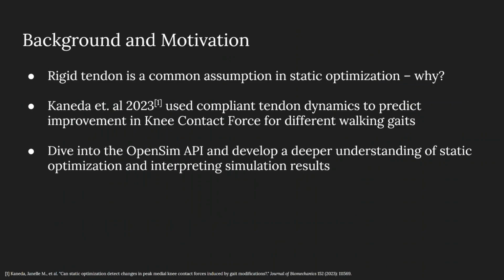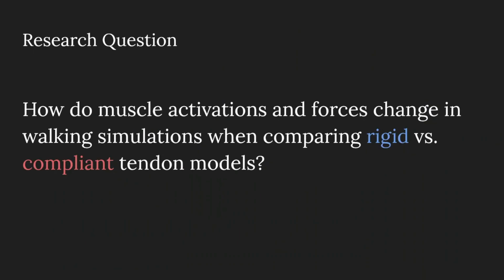And we ultimately wanted to learn more about the effect of tendon compliance on simulation results, learning a lot more about the OpenSim API along the way. And now, the research question we finally settled on. How do muscle activations and forces change in walking simulations when comparing rigid versus compliant tendon models? Next, Brian will walk you through an overview of our methods.